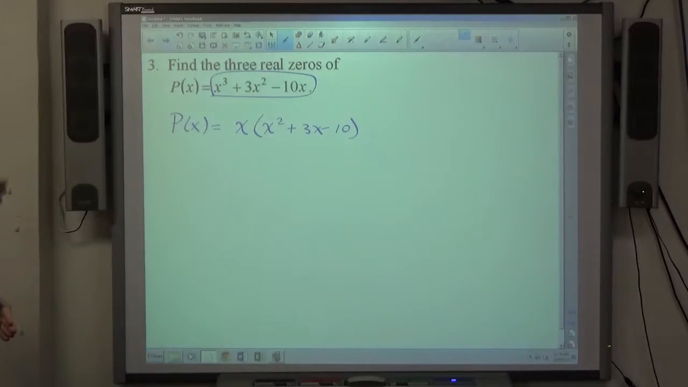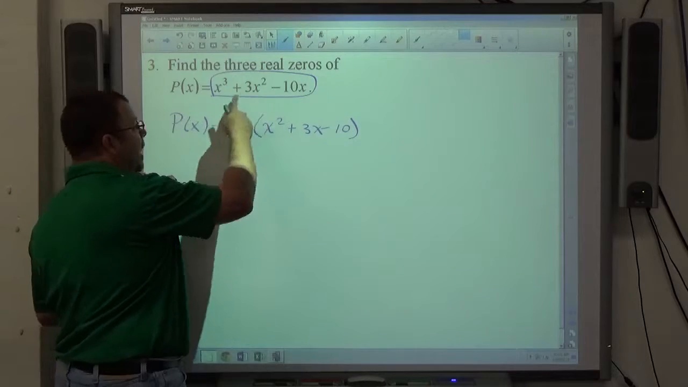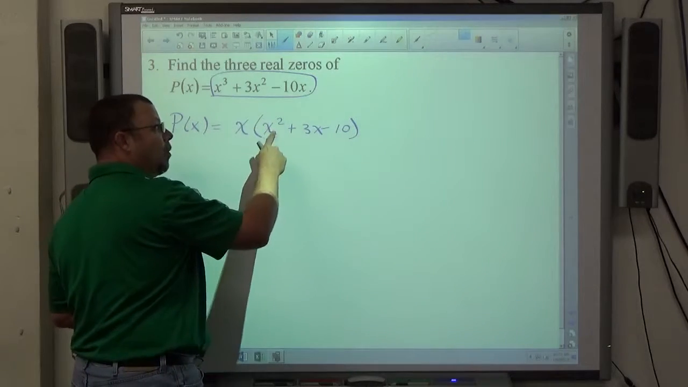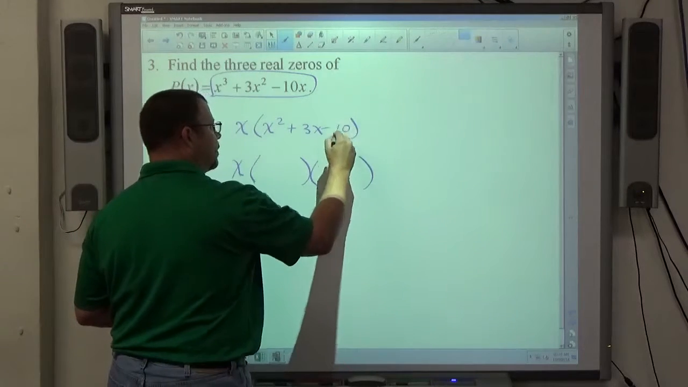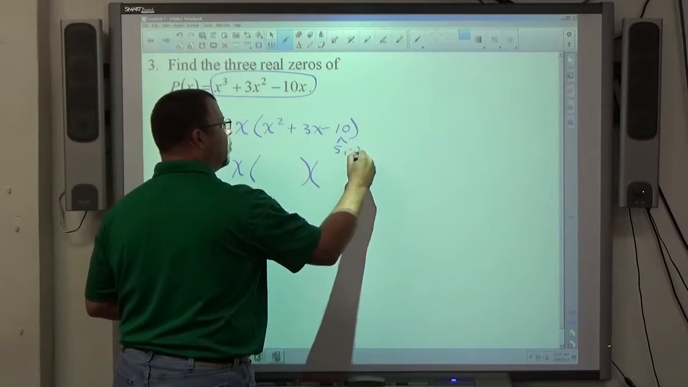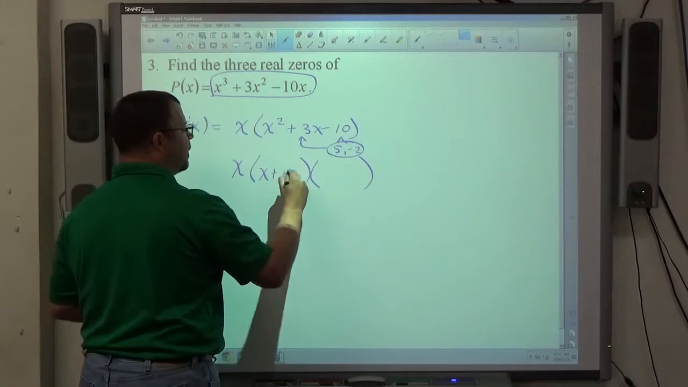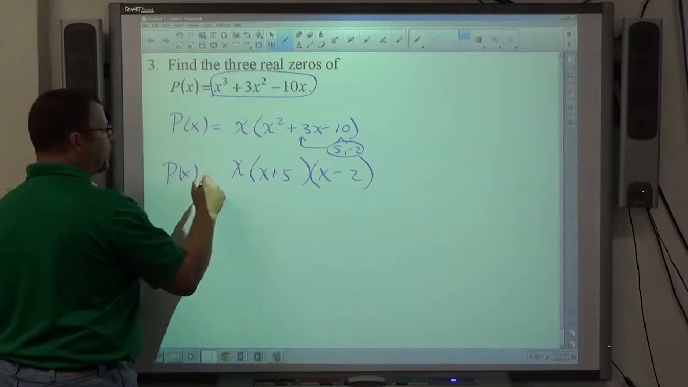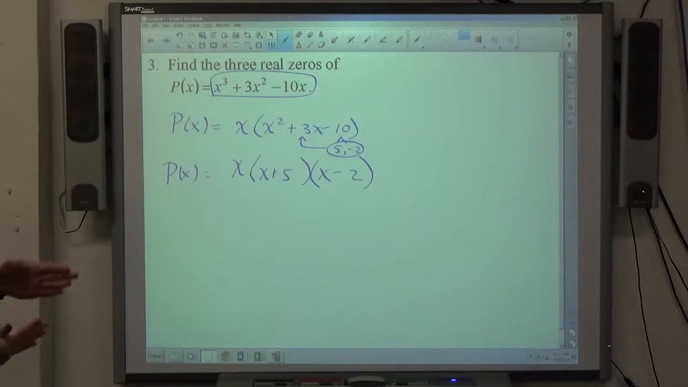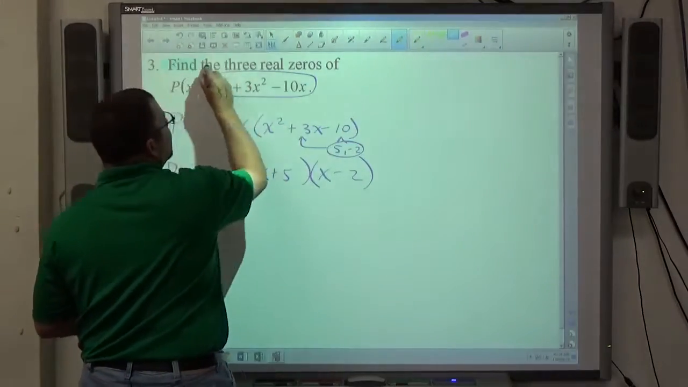The problem on the test that resembles this would be a problem where factoring would be the easiest way to do it. So taking out the common factor of x drops it down to a quadratic, and then the quadratic even factors. We can see that positive 5 and negative 2 multiply to make negative 10, and they had to make positive 3. So x plus 5 times x minus 2. So p of x can be rewritten in factored form as x times x plus 5 times x minus 2. Once I get it factored, the job is to find the 3 real zeros.